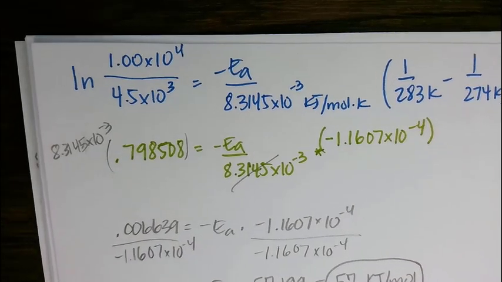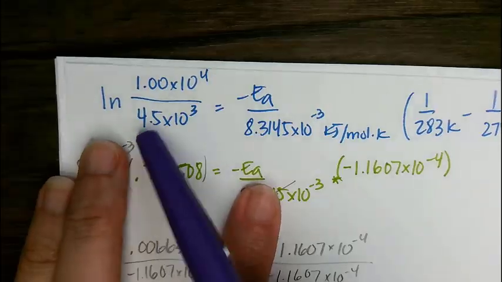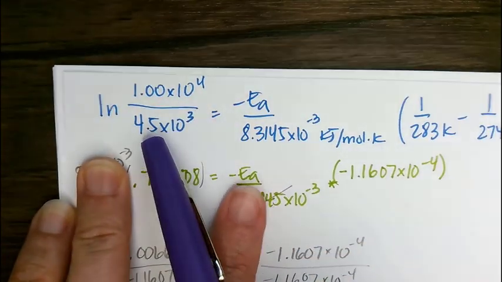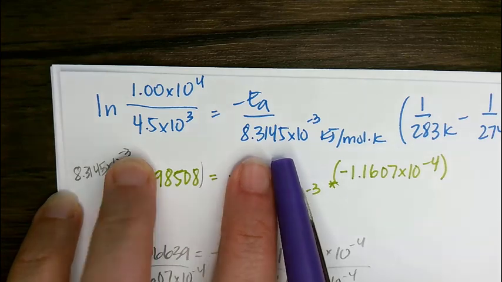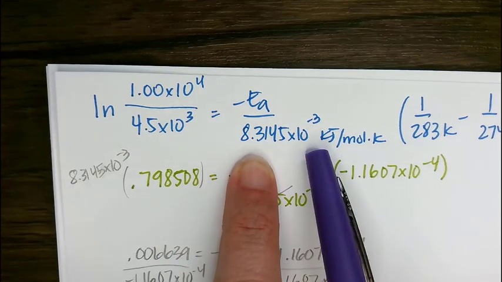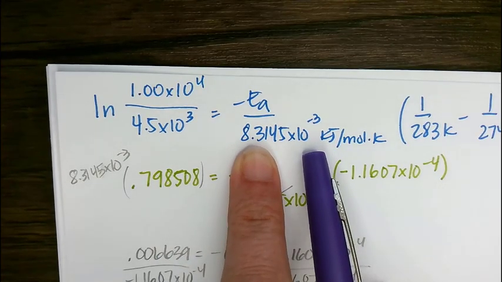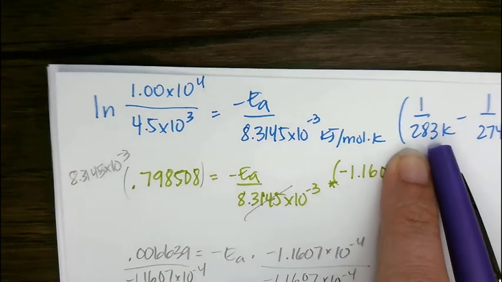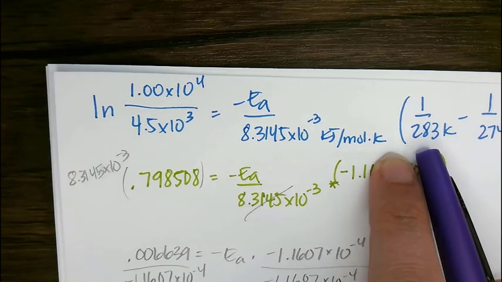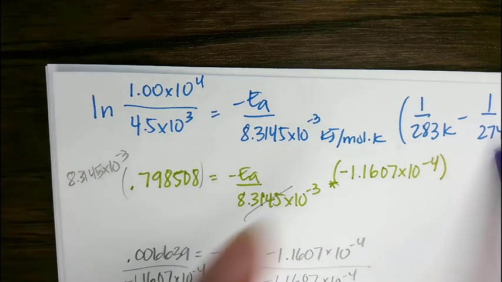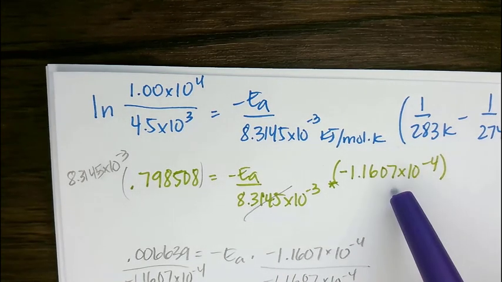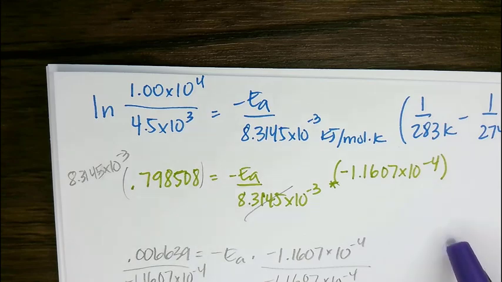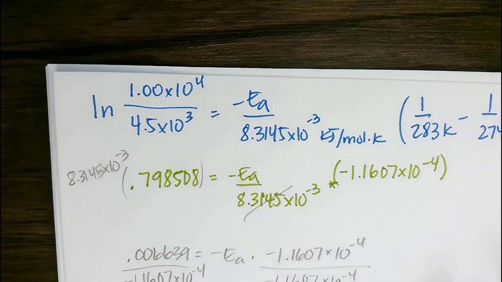I set it up the same way as I did the last one, where I took K2 over K1. I used my R value, the kilojoule one. You could use it in joules if you want. You're just going to get 3 extra zeros on the end. I took my second temperature, the 283, minus the 274. Make sure you keep the K1 and the T1 together and the K2 and the T2 together.